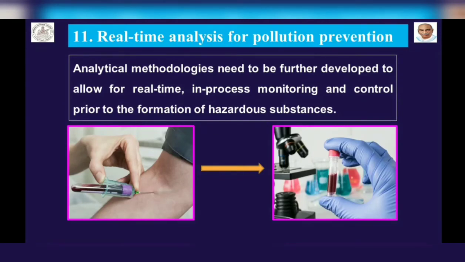The next one is real-time analysis for pollution prevention. Alternative methodologies need to be further developed to allow for real-time in-process monitoring and control prior to the formation of hazardous substances. For example, in the traditional method of blood analysis, 5 ml of blood sample is required for blood sugar estimation. Time consumption is also very large, but with the advanced glucometer or paper strip method, only 0.1 ml of blood sample is sufficient to carry out the test within a few minutes.